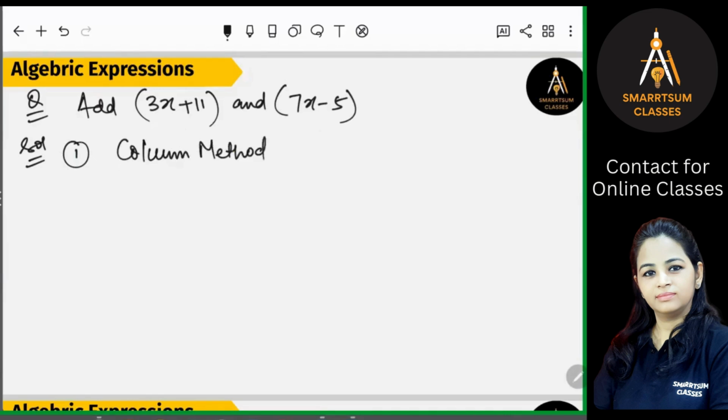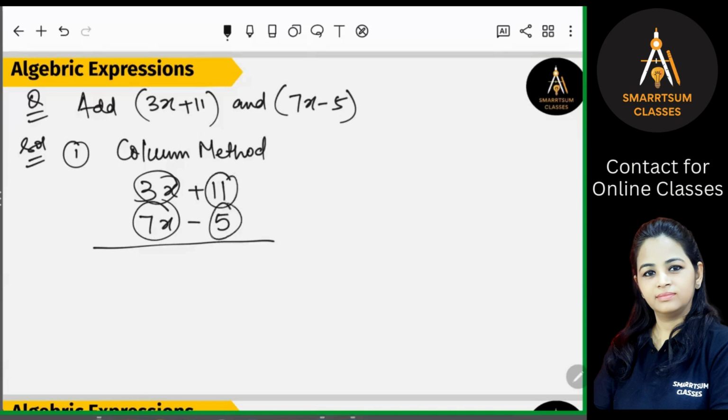Okay, I will tell you both the methods. One is the column method. We will put the expressions in a column, right? 3x plus 11 and 7x minus 5. But while writing them in a column, always remember the like terms should be one below the other, right? So 3x and 7x are like terms, so we are writing them one below the other.